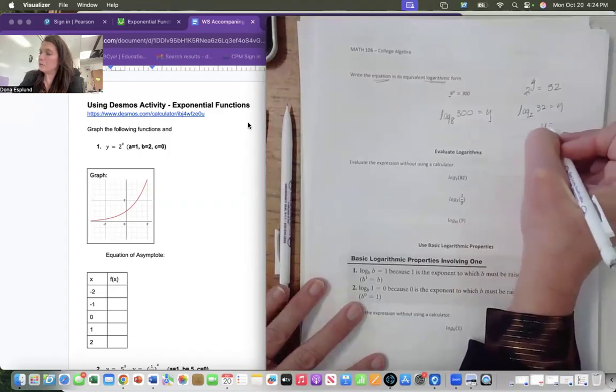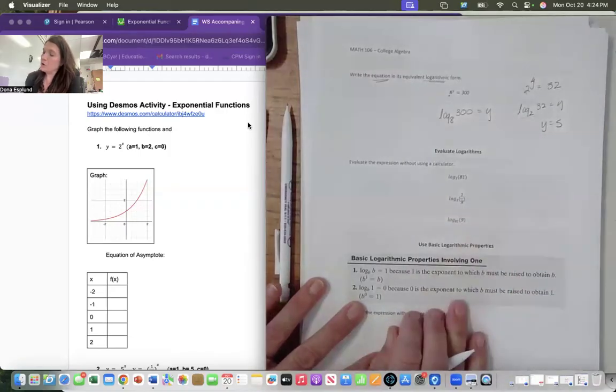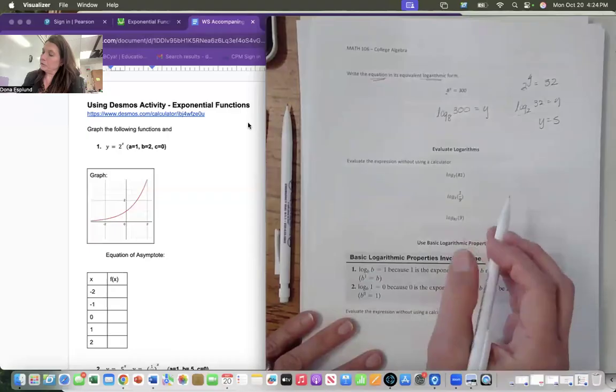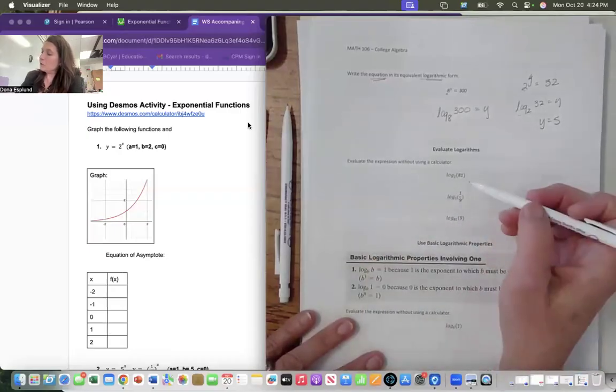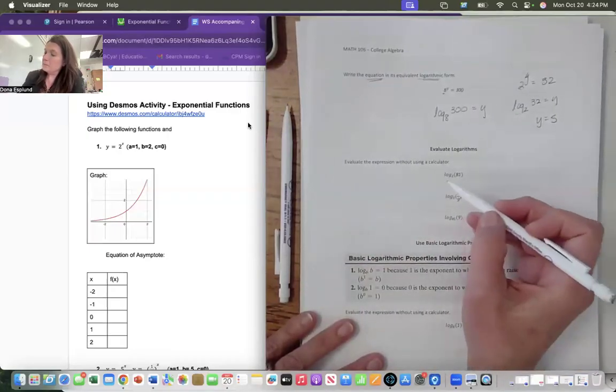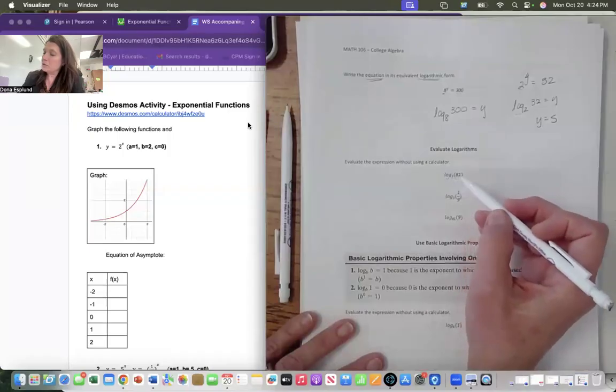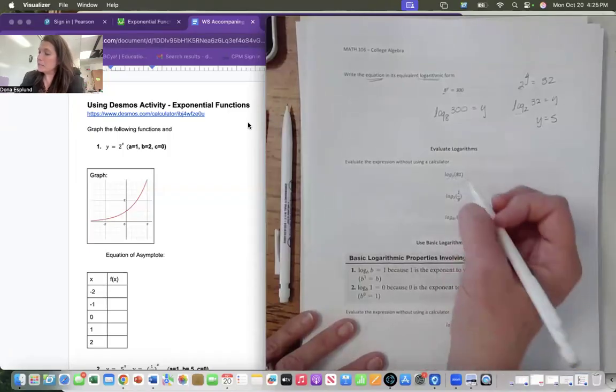So then y is equal to 5. Okay, so you would simplify that a little further. Now, these are similar to what we just had. So in this case, if I have log base 3 of 81, then I'm going to simplify it.